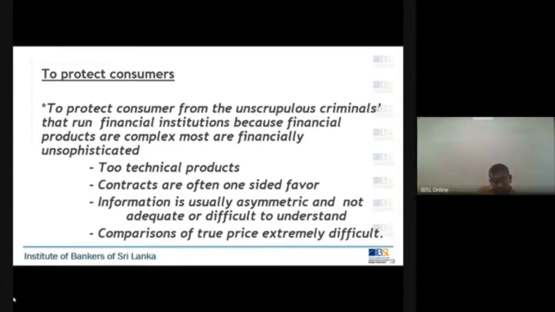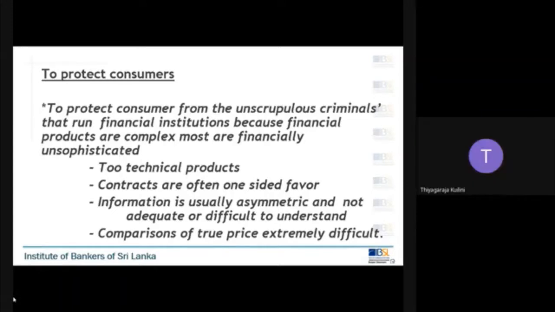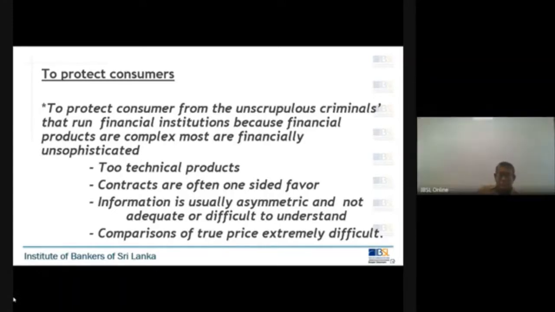So because of these factors, customers are at a bit of a disadvantage when compared with financial institutions, right? So then it is the duty of our regulator. Now who is our regulator? The bank regulator in Sri Lanka is the Central Bank of Sri Lanka. Good. Now you understood that part, right?